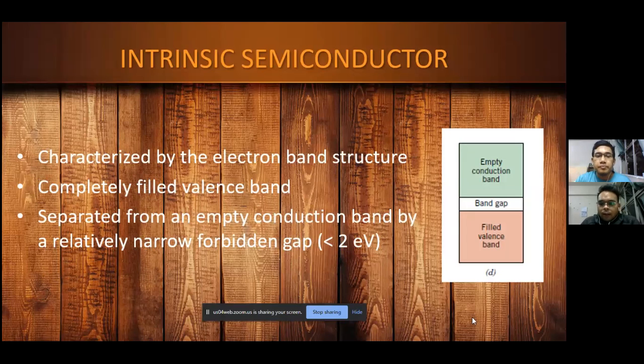Okay, so the first subtopic of this chapter is the intrinsic semiconductor. What is the intrinsic semiconductor? Intrinsic semiconductors can be categorized by the electron band structure, as shown in figure D, which is an empty conduction band, band gap, and a filled valence band. The intrinsic semiconductor has a completely filled valence band, separated from an empty conduction band by a relatively narrow forbidden gap, which is generally less than 2 eV.